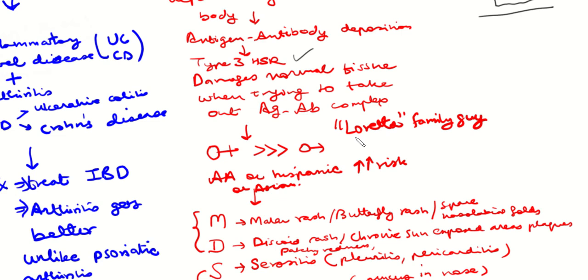In patients, if you can think of Loretta from Family Guy, that'll give you a prototype patient, especially on your tests. So again, a female, and generally a minority. So African American, Hispanic, and Asians have higher risk.